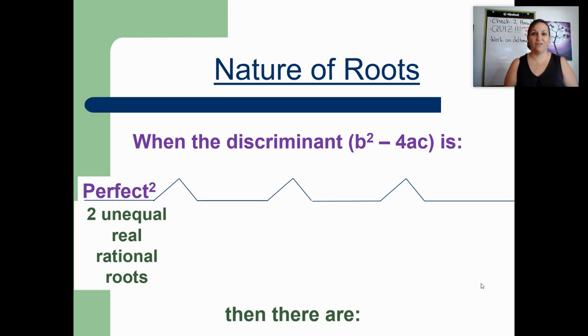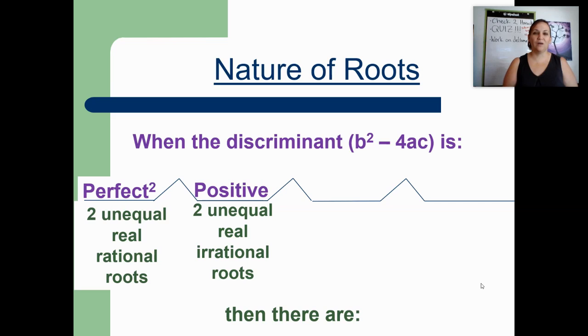Our next scenario, when the discriminant is any other positive number that is not a perfect square, like 2, 3, 5, 6, 7, 8, 10, then there are two unequal, real, irrational roots. The only difference between those two is rational versus irrational. In our second video, I'll explain a little bit more what those words mean.